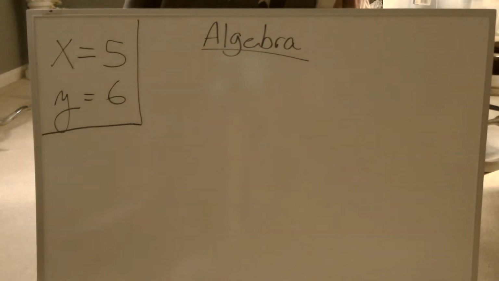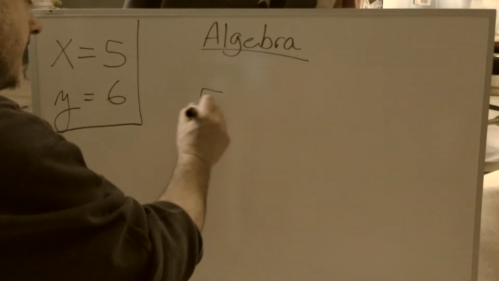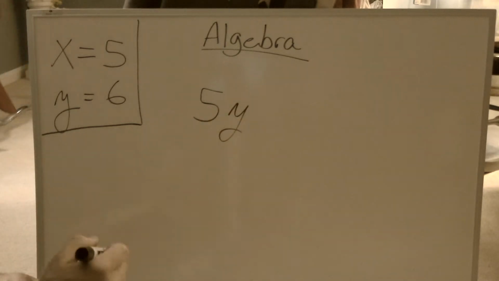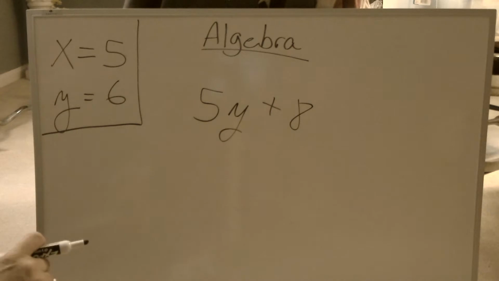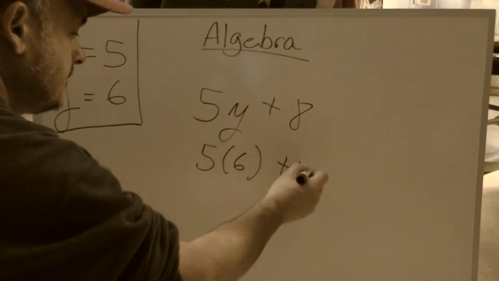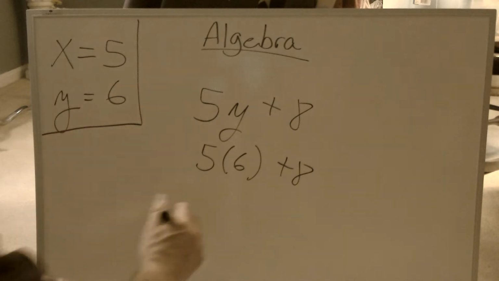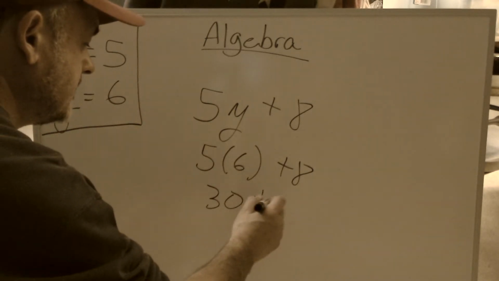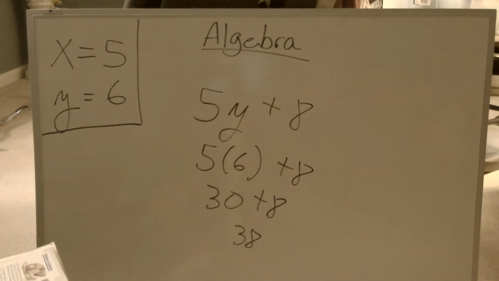Okay. Let's go to the next one here. 5y plus 8. Okay. So let's take our y, which is 6. 5 times 6 plus 8. I told you that any number next to a variable means multiplication. So 5 times 6 is 30, plus 8 is 38. That's easy too.